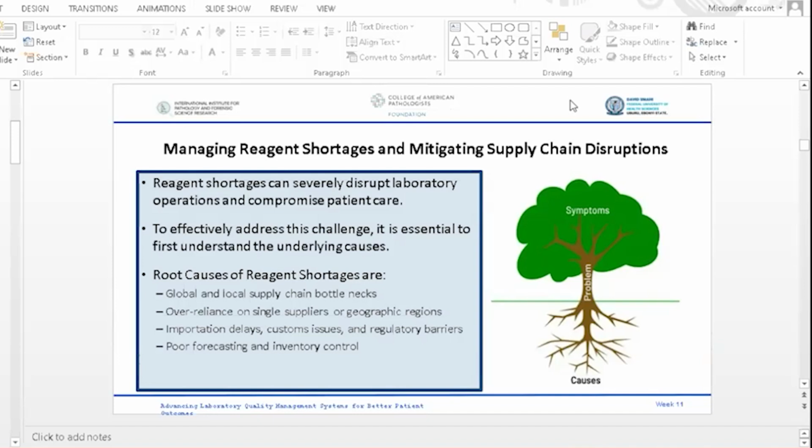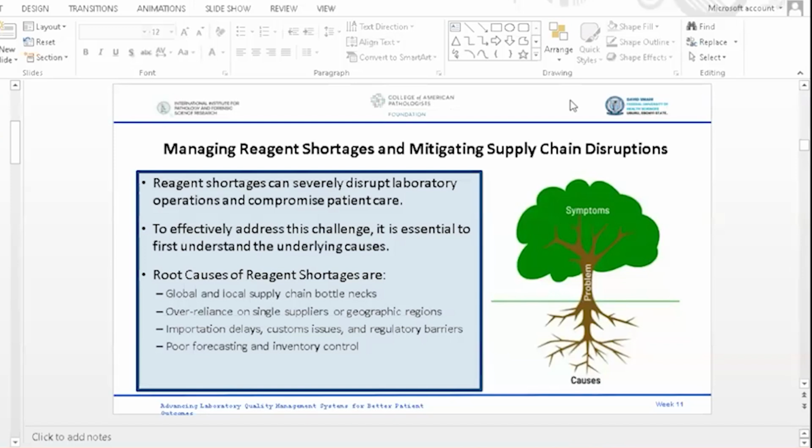So the root causes of reagent shortages in the lab could be global and local supply chain bottlenecks, such as delays in international shipping and manufacturer backlogs. Manufacturers have a lot of backlogs of supply, so that they do not meet up, and it can lead to reagent shortages in the lab.